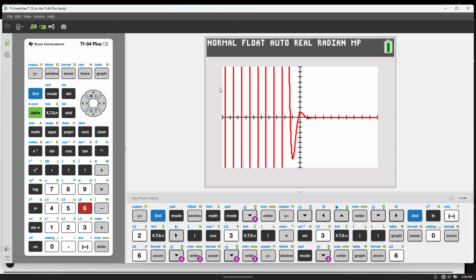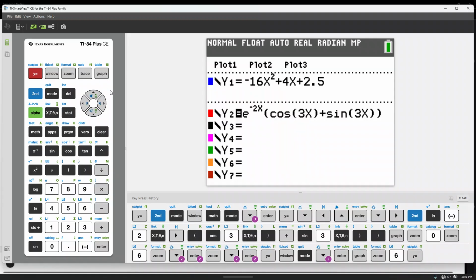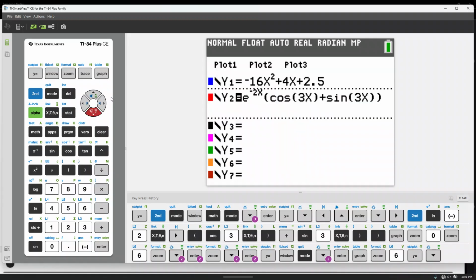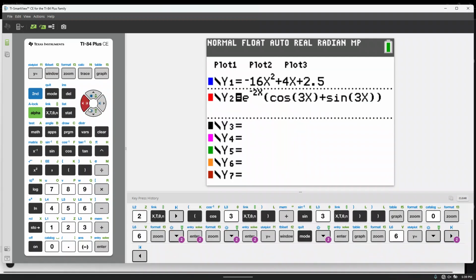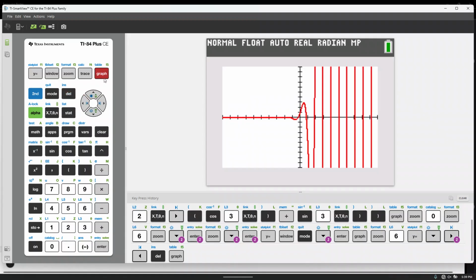Okay, let me change the sign. Let me change the sign of the negative 2 to a positive 2. Okay, let me delete the sign and graph. Now we're going to see the other way. Now these oscillations are going to get bigger and bigger. So now we're going to have an overdamped behavior.